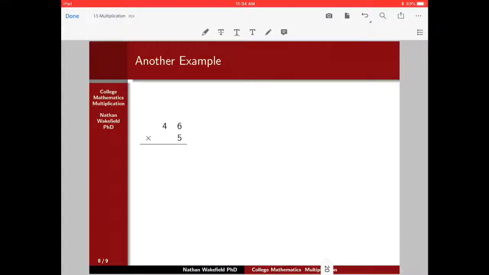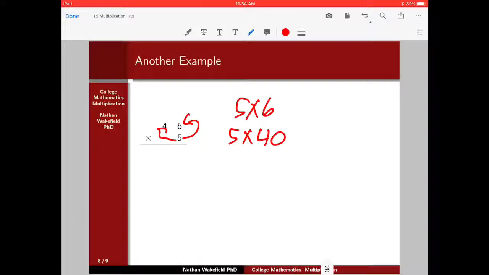Let's go ahead and do another example, a more basic example again, like we just did. Let's say we're looking to do 46 times 5. So what is the first step going to be? The first step is we're going to multiply our 5 times 6 and our 5 times 40. You might think of this as the same as 6 times 5, and this is the same as 40 times 5.